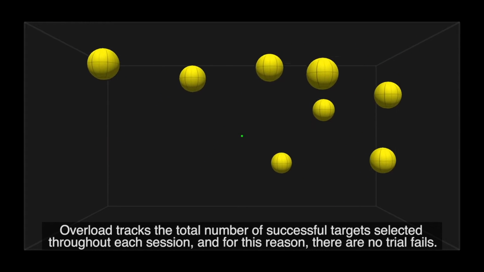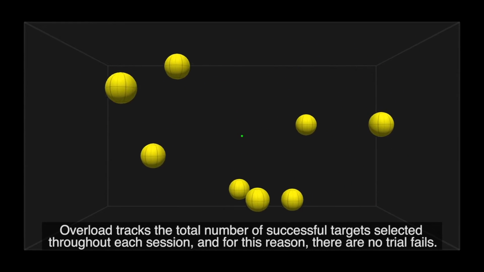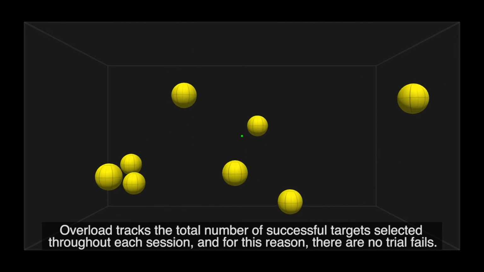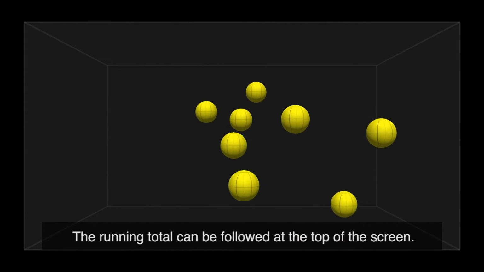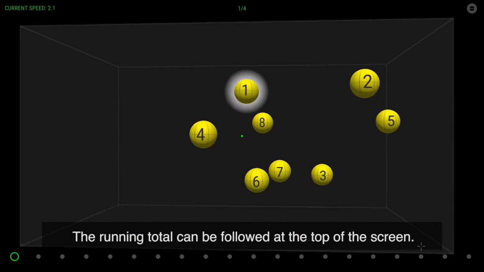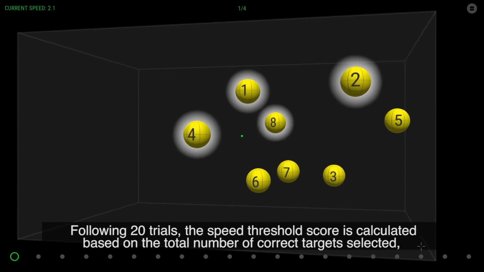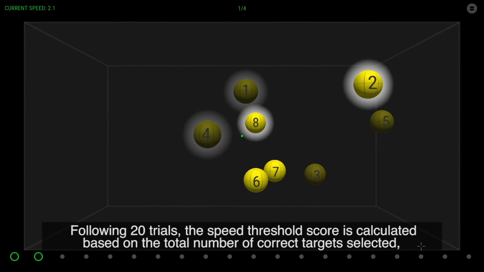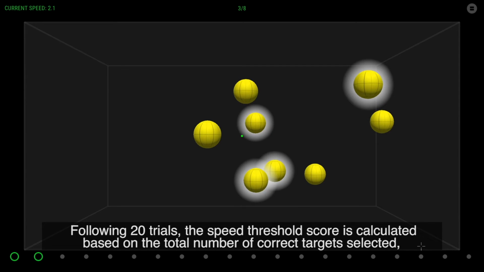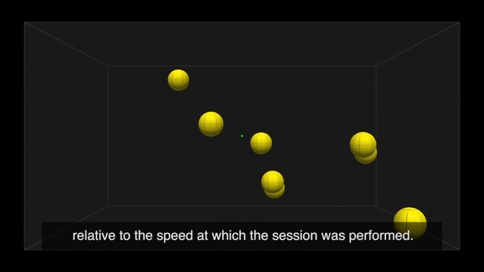The purpose of overload is to help users become accustomed to speeds that are just above their threshold level. Overload tracks the total number of successful targets selected throughout each session, and for this reason, there are no trial fails. The running total can be followed at the top of the screen. Following 20 trials, the speed threshold score is calculated based on the total number of correct targets selected, relative to the speed at which the session was performed.